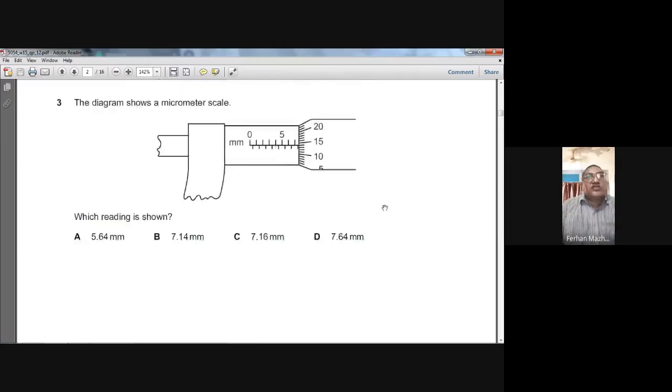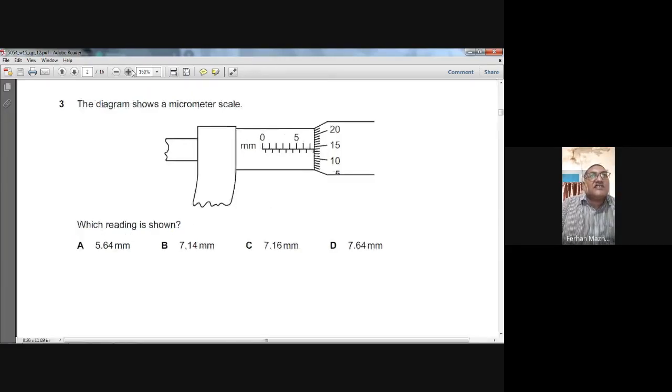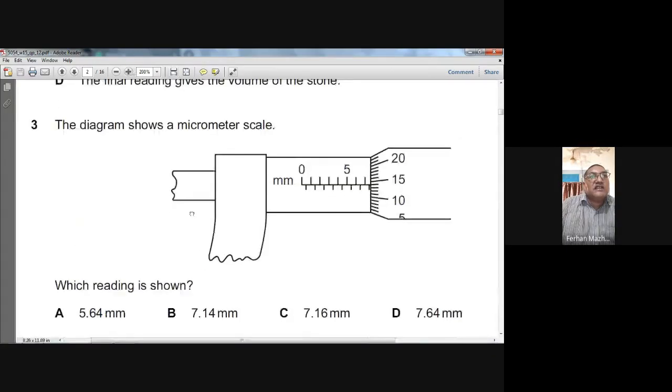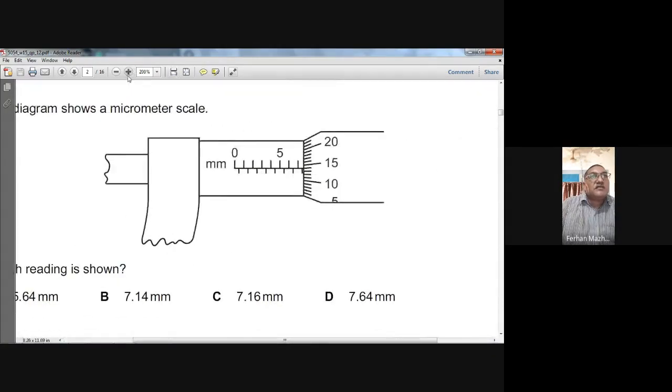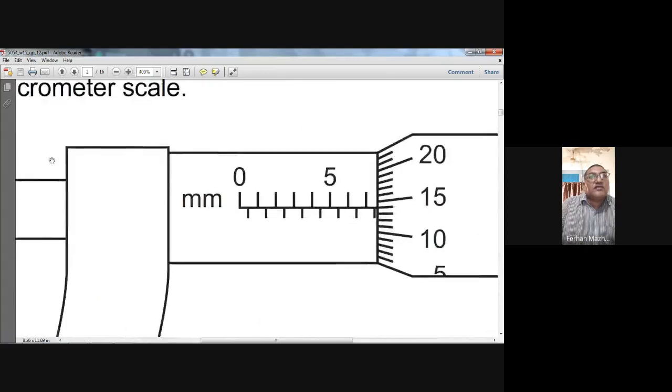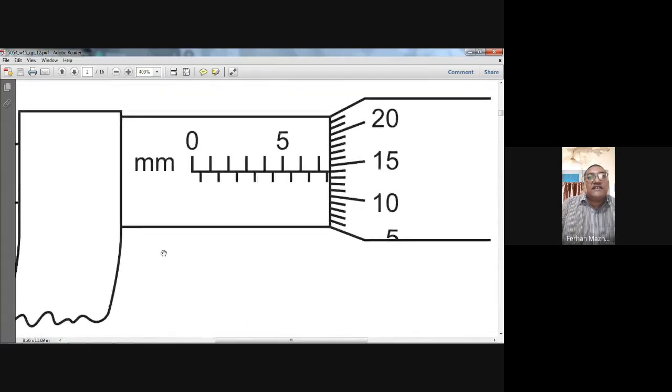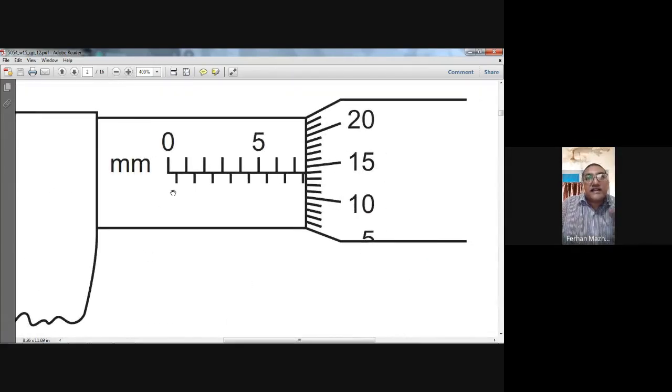Okay, on your screen we have right now question number 3. Let me increase the size. The diagram shows a micrometer scale and which reading is shown. Let me increase its size so you can see it more clearly. Okay, you can see it now. Look here carefully. Look at this horizontal scale.